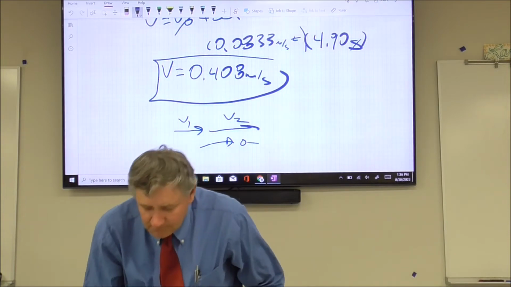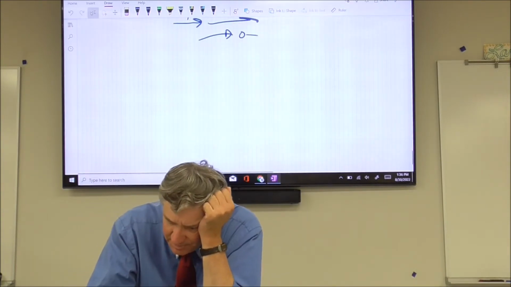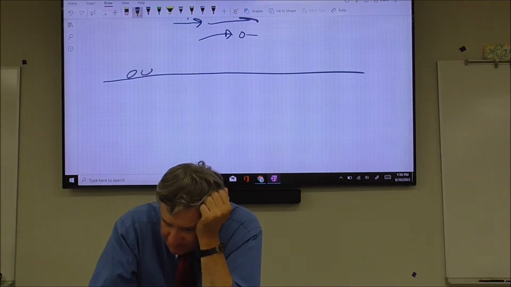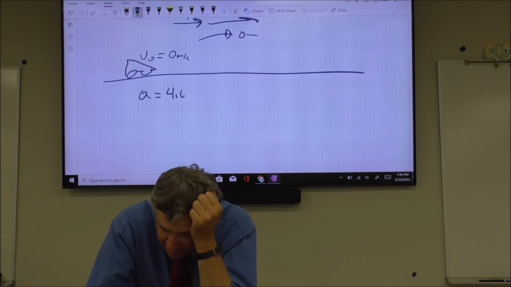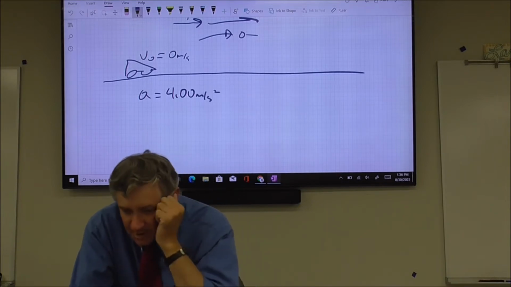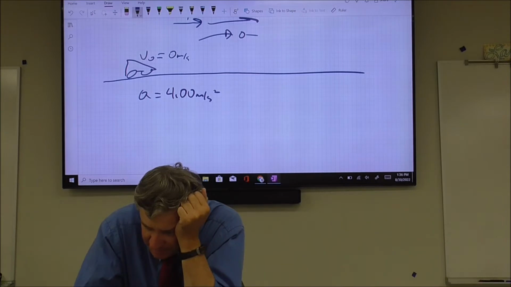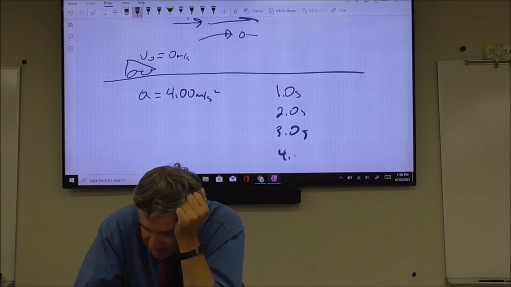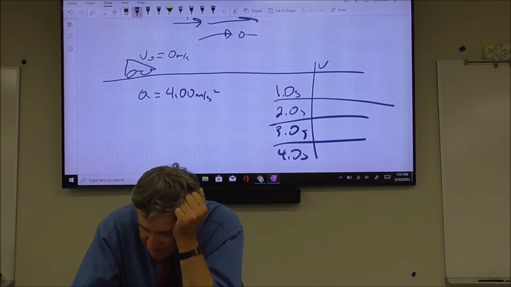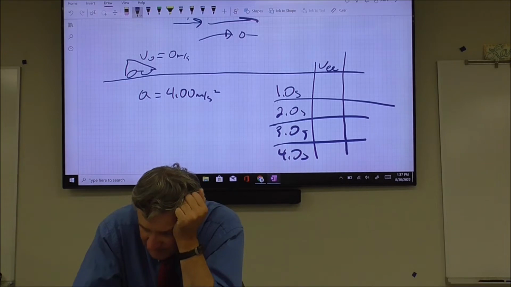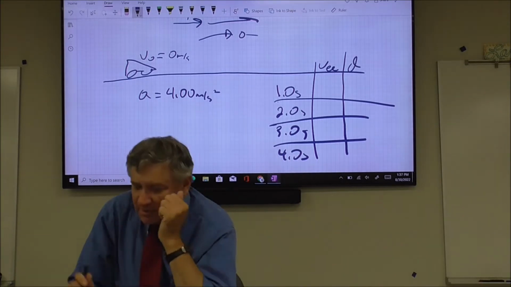Okay. Now, let's say that we're going to take the carrot car, and we're going to start it at rest, and we're going to make it accelerate at 4 meters per second squared. And what I want to know is how fast it's going at the end of 1 second, 2 seconds, 4 seconds. So I want to know how fast it's going. And then I also want to know how far it's gone.